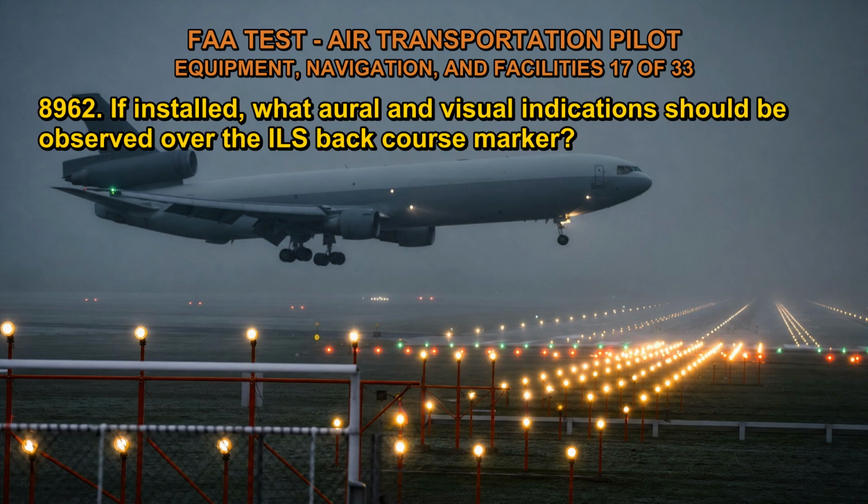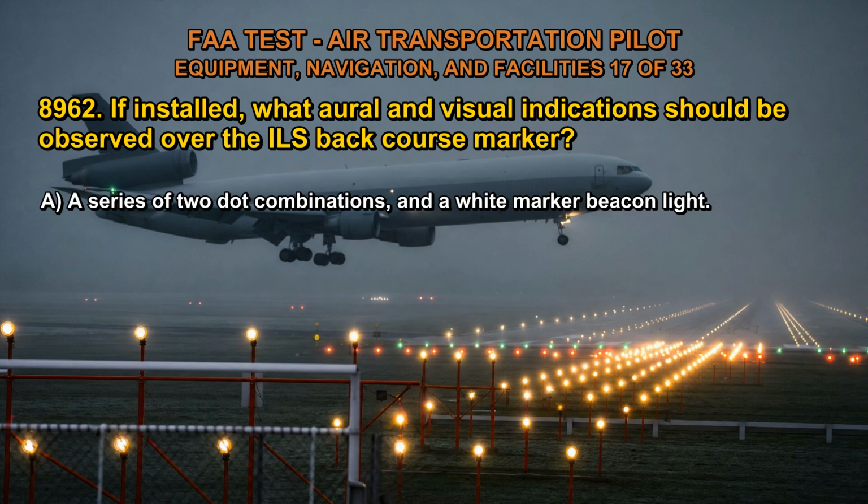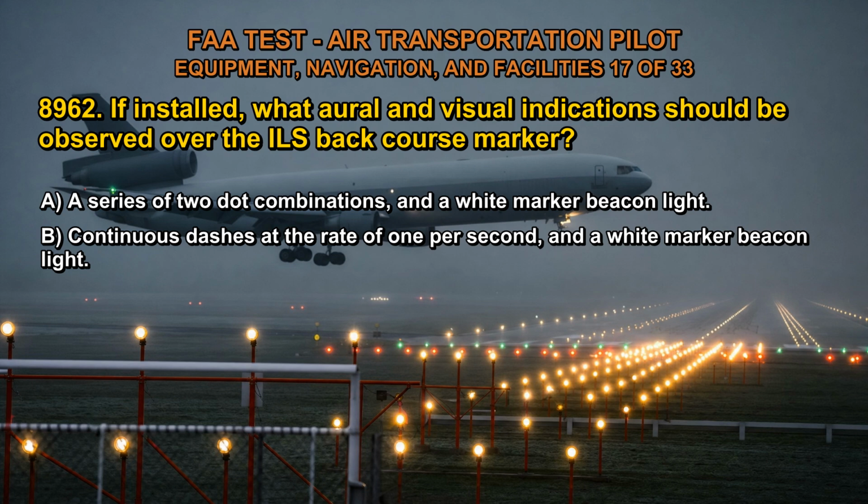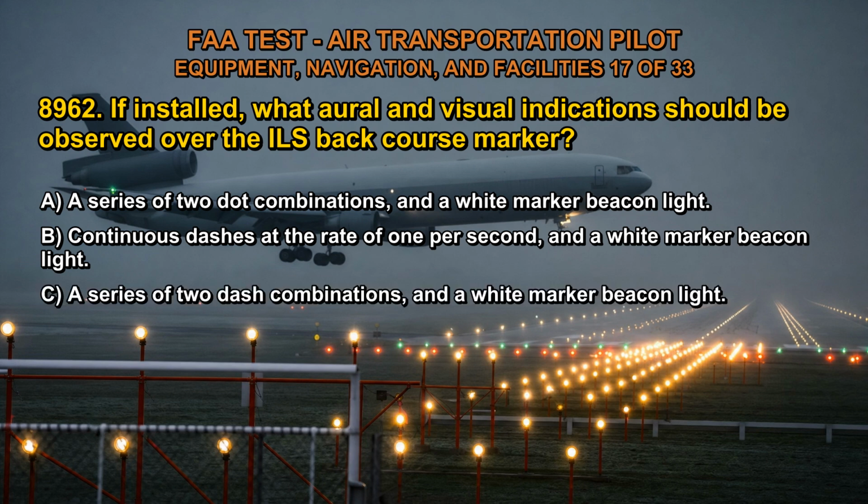8962. If installed, what oral and visual indications should be observed over the ILS back course marker? A. A series of 2 dot combinations and a white marker beacon light. B. Continuous dashes at the rate of 1 per second and a white marker beacon light. C. A series of 2 dash combinations and a white marker beacon light.